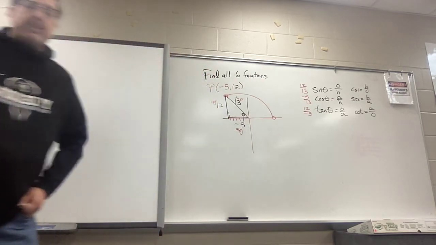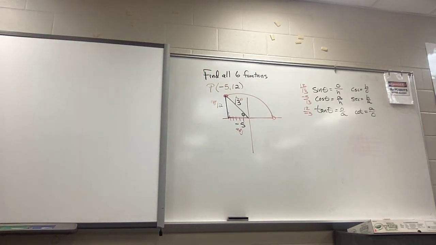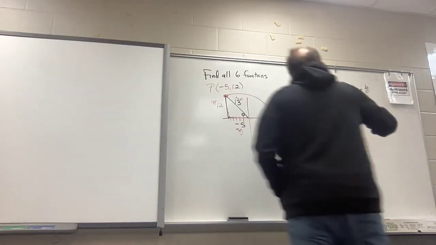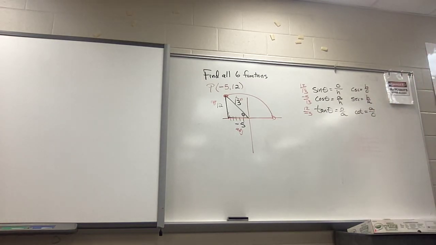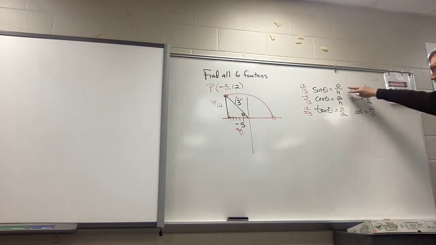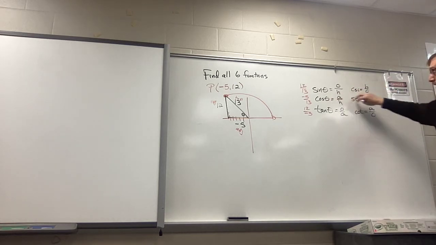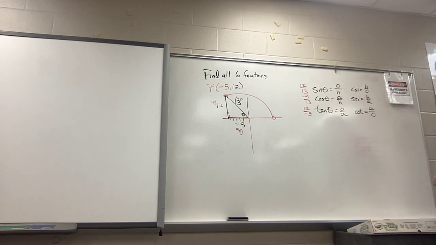Now, we're talking about 6 trig functions, and I'm going to introduce 3 more trig functions to you, and they are up here. These are called cotangent, secant, and cosecant. We will talk about these much more, but all you need to know is these are the reciprocals, the way I've written here. Sine and cosecant are reciprocals of each other. Cosine and secant are reciprocals of each other. And tangent and cotangent are reciprocals of each other.